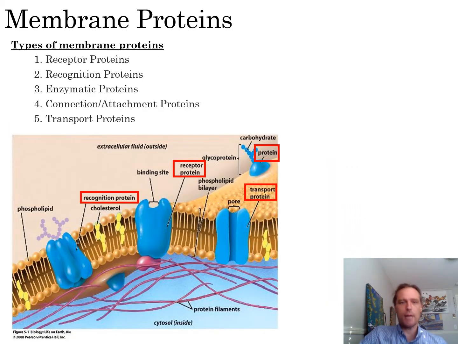Types of membrane proteins. 5 types. Number 1, receptor proteins. 2, recognition proteins. 3, enzymatic proteins. We've talked about them already. They would be on the interior of the intestines, among other places, and they would help to break down food that is ingested. 4, connection or attachment proteins.